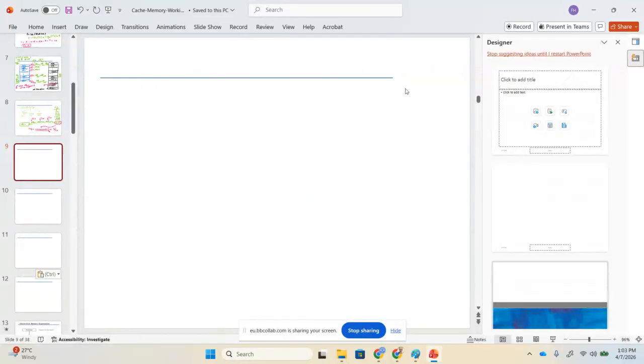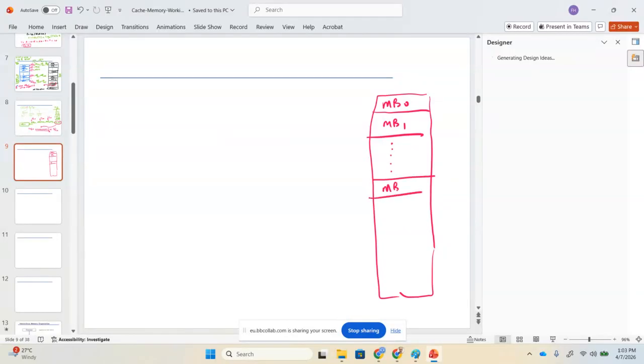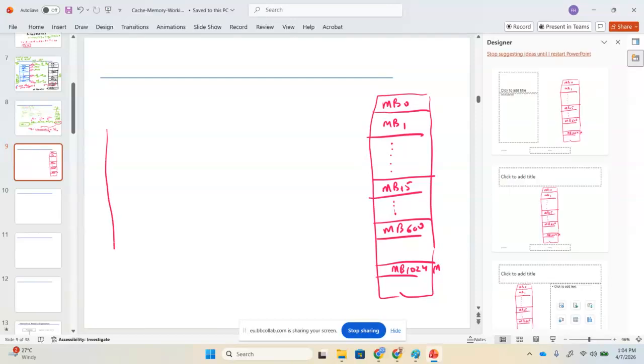So now I'm going to make a logical argument. Basically, this is main memory block 0, then we have main memory block 1, and so on, and main memory block 15, and then main memory block 600, and then main memory block 1024, and so on. There are a lot of blocks in main memory, so I'm not going to list them all.